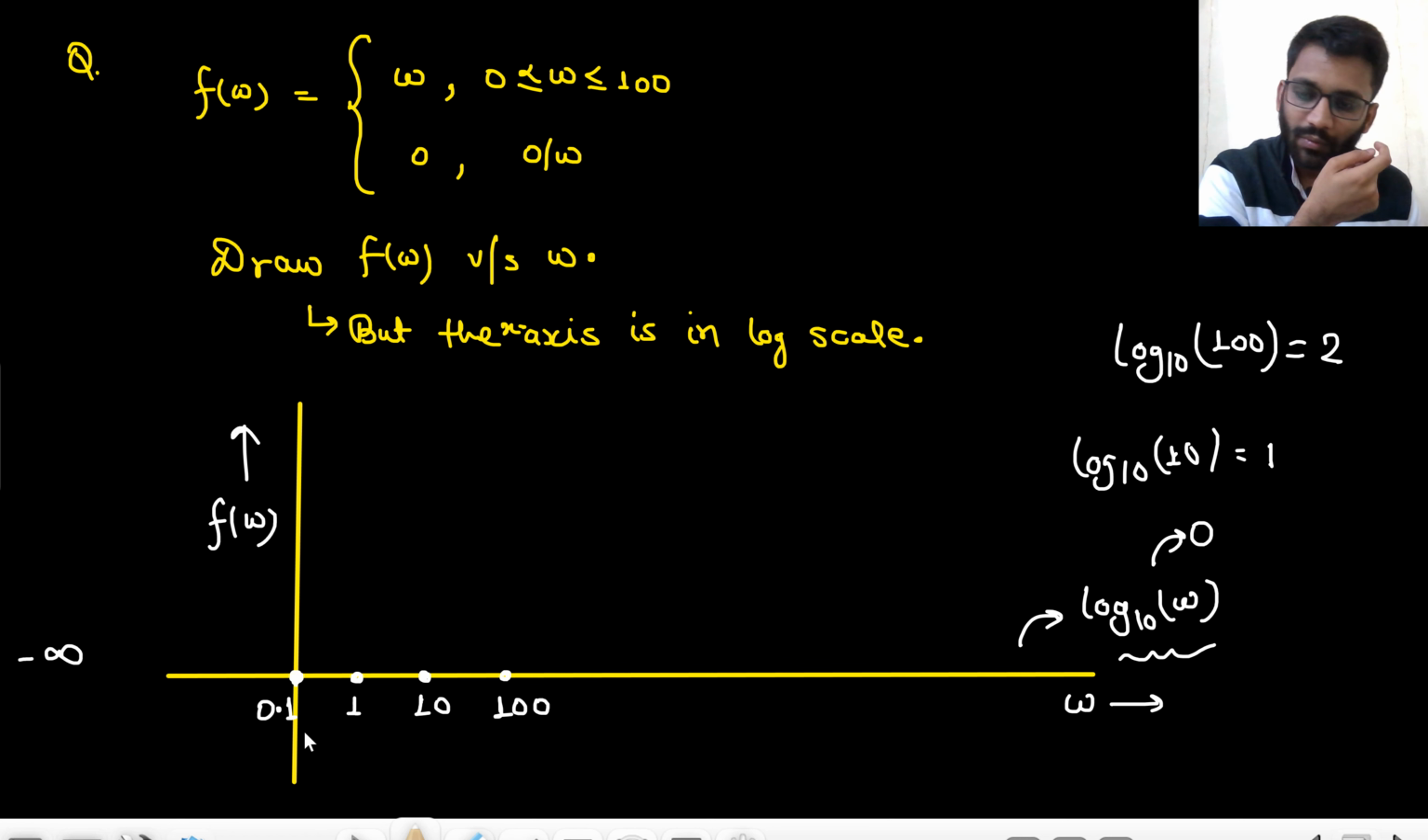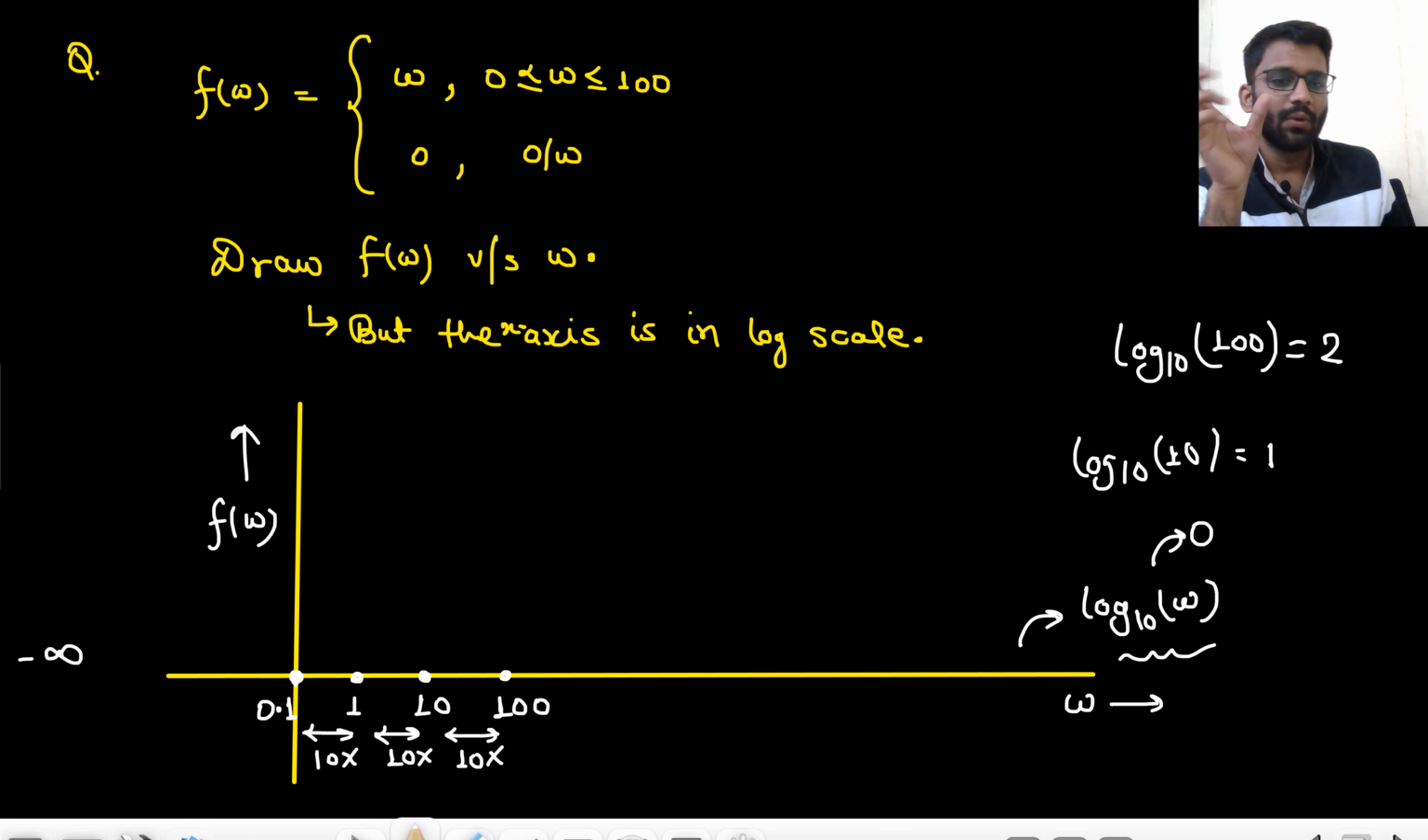Right? So from here to here, if you are going, there is 10x growth. From here to here, there is 10x growth, and from here to here, there is 10x growth. So in log scale, within 4 points, you are able to write 0.1 to 100 of omega value.